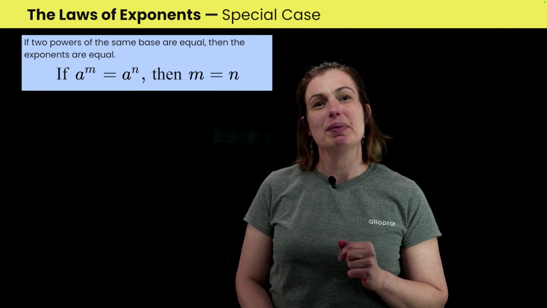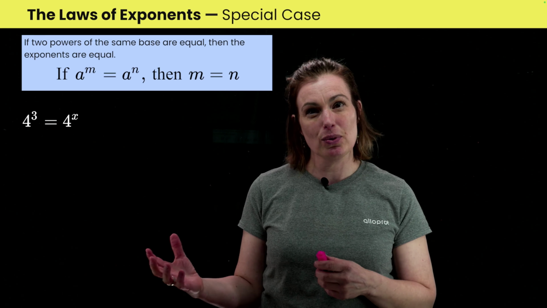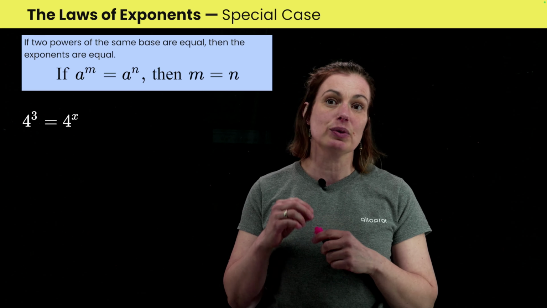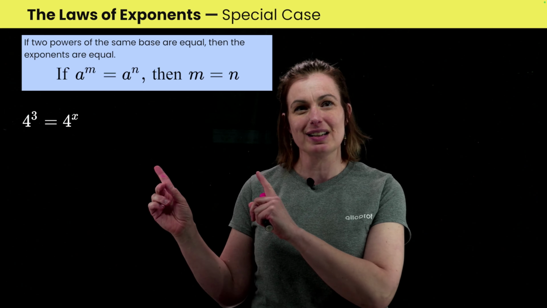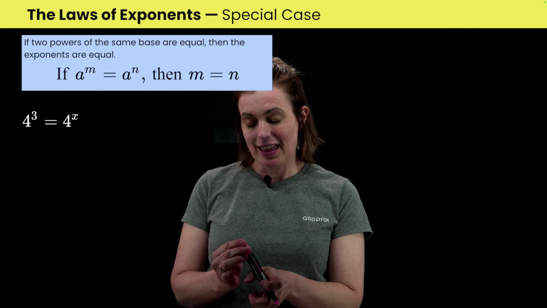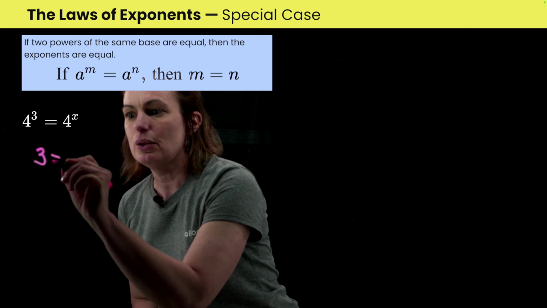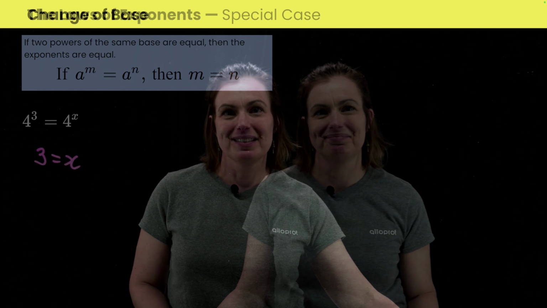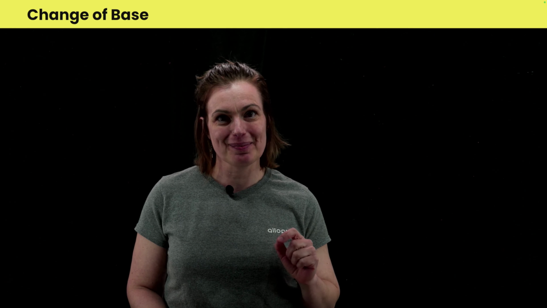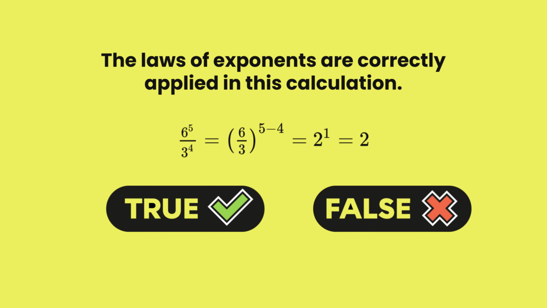If 2 powers of the same base are equal, then the exponents are equal. So what that means is if I have 4 to the exponent 3, and that's equal to 4 to the exponent x, well, you can see that I have the same base, which is 4, on both sides of the equal sign. And I can then conclude that actually 3 is equal to x. So lastly, we're going to look at how to change the base. Before we do, I just want to ask you guys this quick question. The laws of exponents are correctly applied in this calculation, true or false?